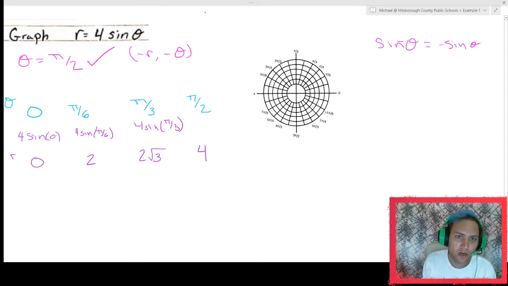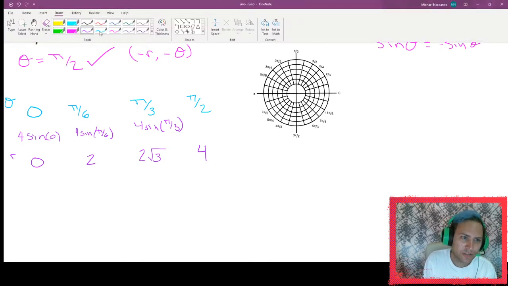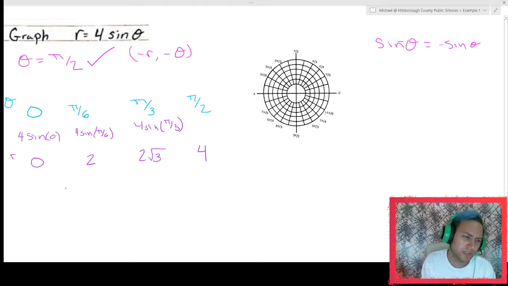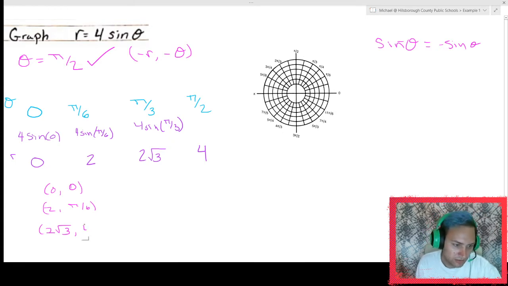We know it's supposed to be r, theta, right? So I'm going to take this extra step here. I would never expect you to necessarily do this, but let's do it for the sake of practicing right now. I have one coordinate at 0, 0. I have one coordinate at 2, pi over 6. Notice that I'm going top to bottom. I have one that's at 2 radical 3, pi over 3. And I have 4, pi over 2.